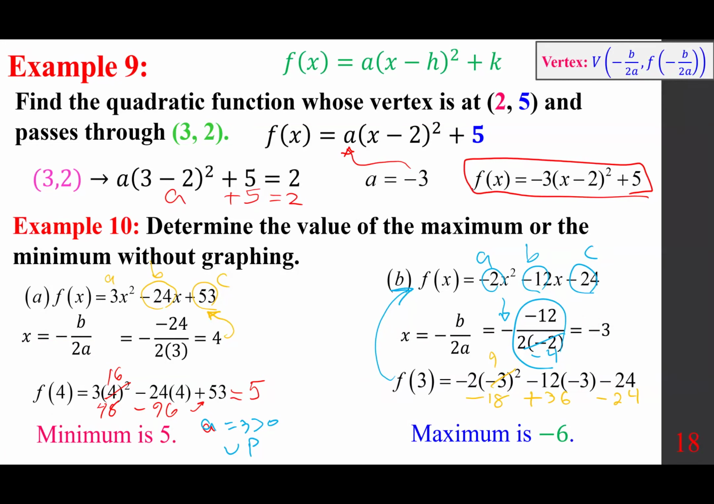Again, it's pretty straightforward. A quick recap so we know exactly what's going on. In this case, everybody, A is positive, opens up. So we have a minimum at the vertex. We evaluate x equals minus b over 2a and we plug it in. In this case, A is negative, it opens down. The maximum occurs at the vertex. We calculate x equals minus b over 2a, we plug in, and we find the maximum.